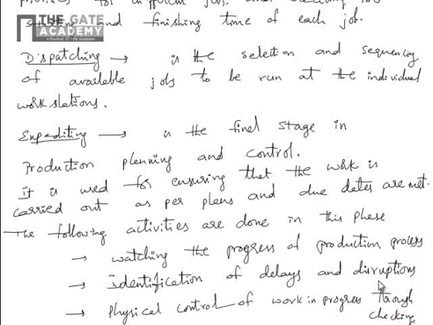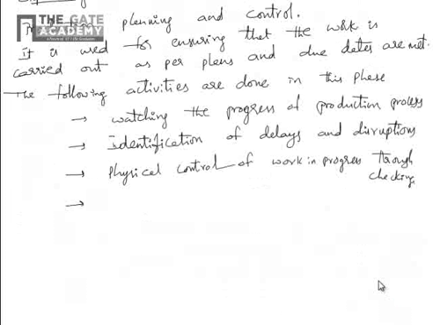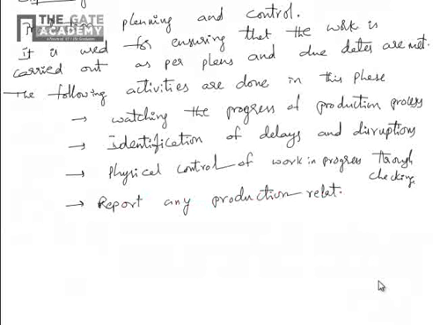Coordinating with other departments is another one. Report any production related problems. This is important. If there is any problem in the production planning, then you have to check, verify it, and you have to report that.